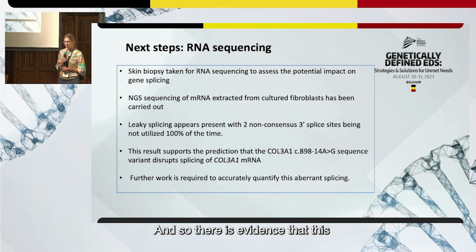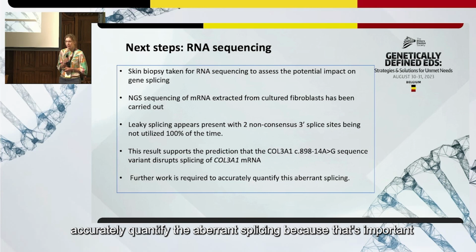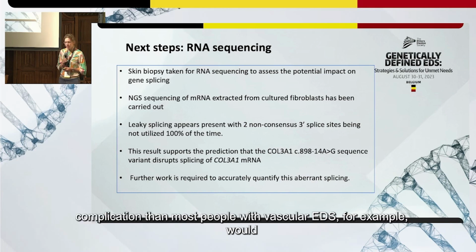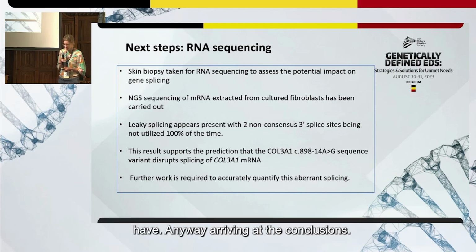And so there is evidence that this VUS may disrupt splicing, but to what extent is currently being investigated. So further work is underway to accurately quantify the aberrant splicing, because that's important. And I'm suspicious of this variant also because of the phenotype that this variant might cause: a little bit milder, well, you wouldn't say milder with all these complications at 58, but still a later-in-life complication than most people with vascular EDS, for example, would have.